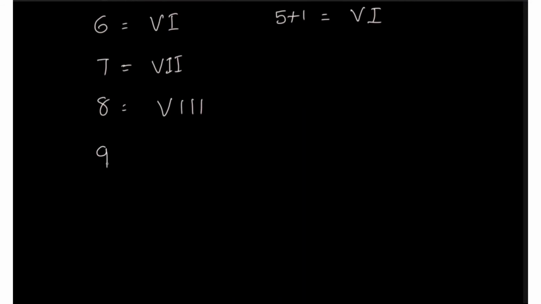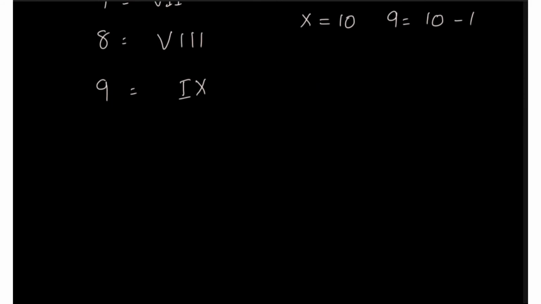Next is 9. We cannot add I 4 times. So just think about another known number, that is V. After V, the next fixed alphabet is X equal to 10. So 9 equal to 10 minus 1. So we can write X minus 1 means writing I to the left of the X. So it is equal to 9. It is nothing but 10 minus 1 equal to 9. Then 10 equal to X itself.